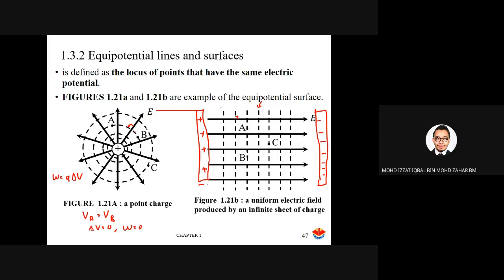So if you want to move a charge from B to A or A to B or any points on the same equipotential line, no work done is needed. Tak perlu lakukan kerja. Kalau kamu nak gerakkan dia ke C, then you have to calculate lah. Since delta V is not equal to 0, ada work done. Macam mana nak kira? Nanti kita tengok masa dekat subtopic work.